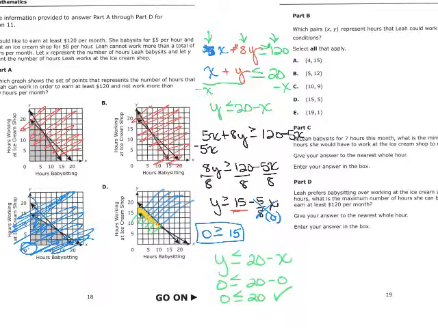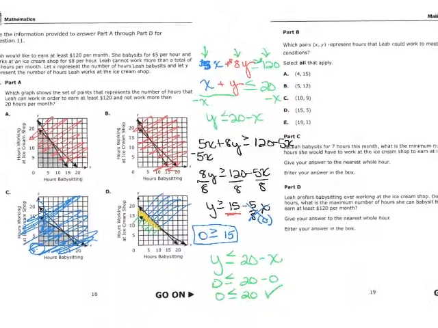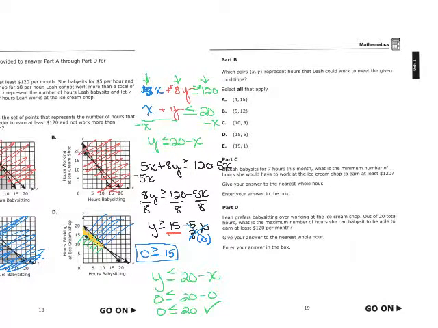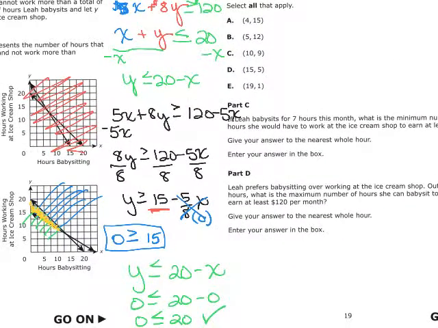Okay? Now, using that discovery, we're going to go on to part B. Which XY pairs represent hours that Leah could work to meet the given conditions? So we're looking at the X column being the babysitting and the Y column being the ice cream shop. So looking at the D graph, if X is 4, which would be right about there, can Y equal 15? Does that fall into the realm of possibility? Yes, that is part of the solution set.